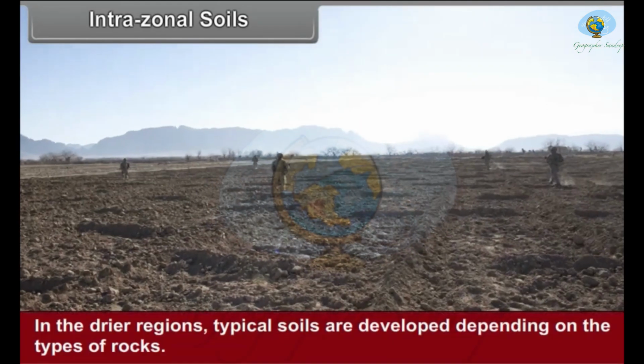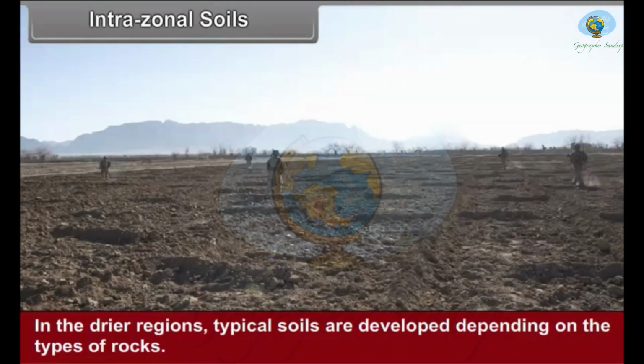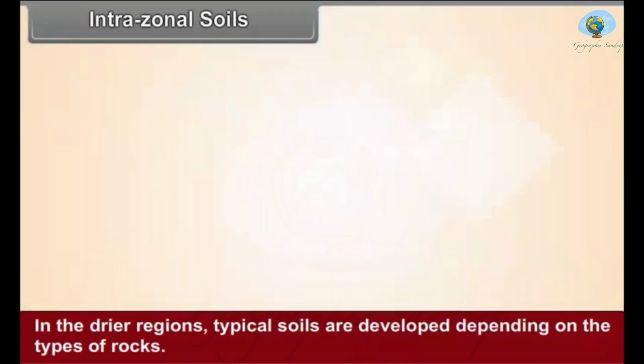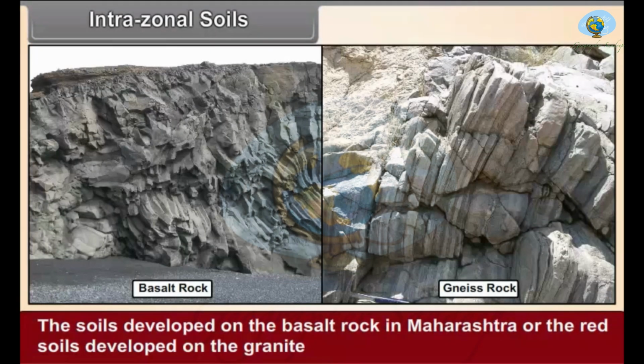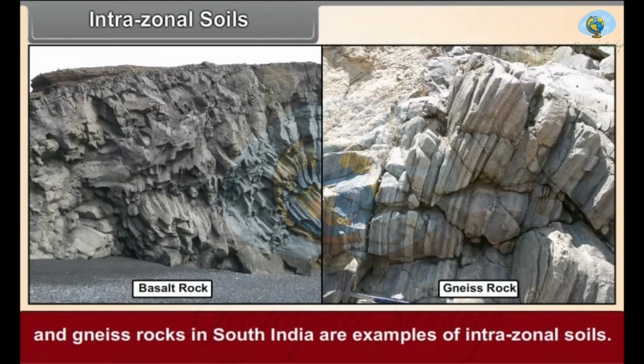Intrazonal soils. In the drier regions, typical soils are developed depending on the types of rocks. The soils developed on the basalt rock in Maharashtra, and the red soils developed on the granite and gneiss rocks in South India are examples of intrazonal soils.